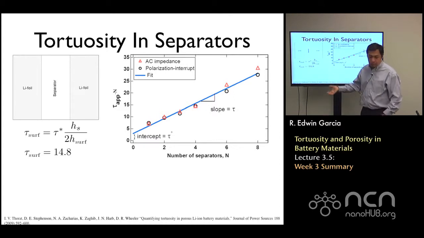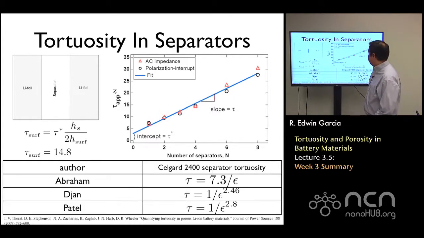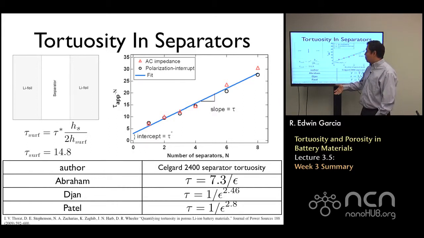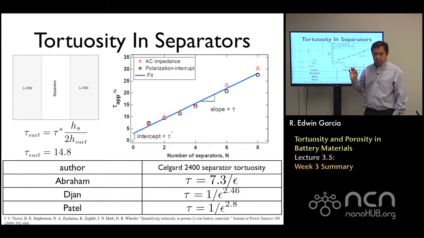There are, in this case, conflicting accounts as to what the dependence of tortuosity for the separators is. While, for example, Abraham proposes that the tortuosity goes to 7.3 over epsilon, Dijon and Patel have relationships that go as 1 over epsilon to the 2.46 or 2.8, suggesting that there is still a lot of room for improvement, especially on the separator part, both for decreasing the losses and increasing the conductivity of the system. Thank you.